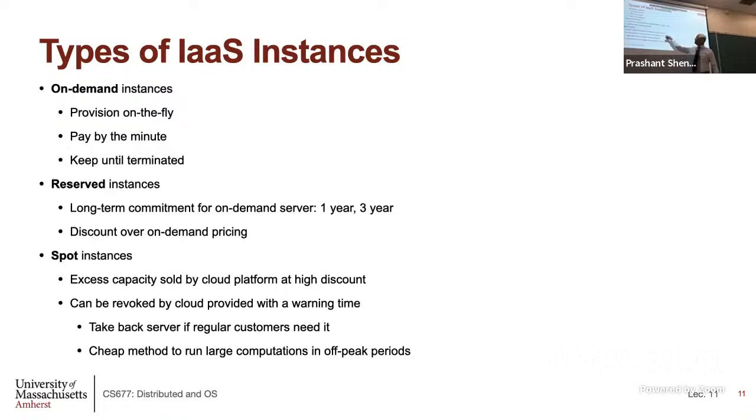This is excess capacity given at a very high discount. The discount can be as much as 90%. So you are getting the machine for 10% of the on-demand price. Okay? So you might say, what is the catch? Why would I ever buy on-demand if I'm getting the same machine at 10% of the full price? Right? So there is a catch.